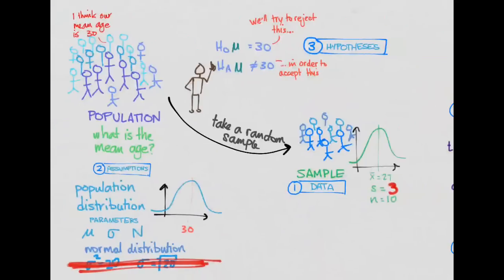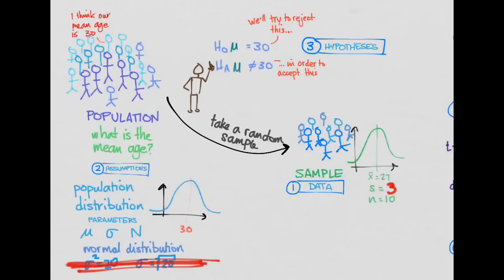Okay, so let's go back to the exact same information we had before. We had a population. They thought their mean age was 30, and you say, no, it's not. So you set a null hypothesis, a hypothesis of no difference, that the population's mean is 30. And you set the alternative hypothesis to say, no, the population's mean is not 30. So we're going to try to reject this in order to accept this, right? So we collect some data.